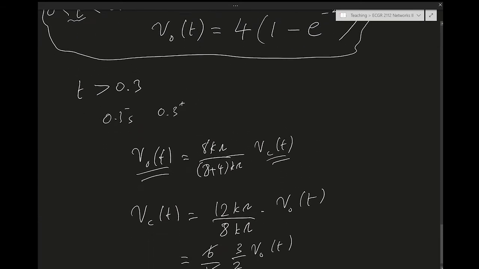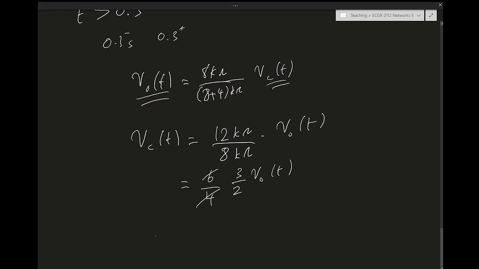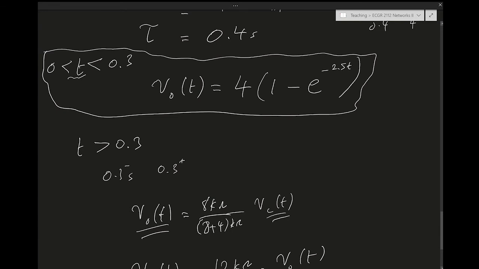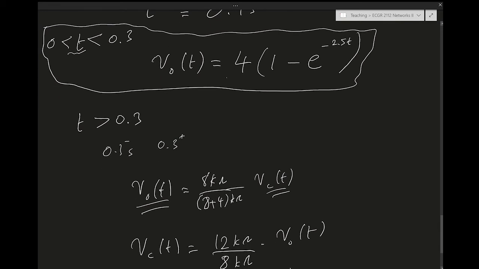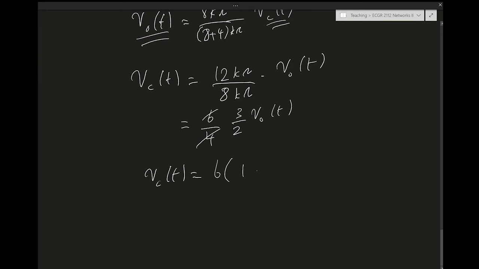So that means that VCT is going to be 3 over 2. So 3 over 2 times 4 is going to be 6, right? So it's going to be 6, 1 minus e to the minus 2.5t volts.